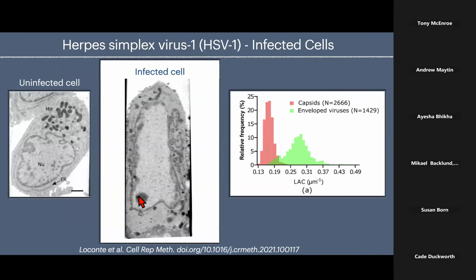We've also looked at herpes simplex. You can see virus particles on the surface of the cell as well as in the nucleus. And you can quantify them, telling you how many particles are on the surface and how many are in the nucleus. You can differentiate them by the presence of a capsid. The presence of the capsid, and the presence of the envelope around the virus, gives them a higher lac value. So you can differentiate between the virus particles just based on the lac value.